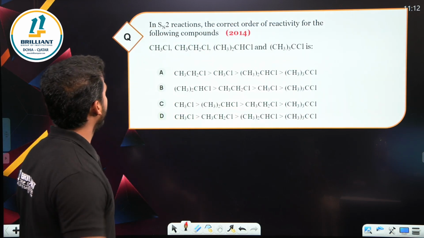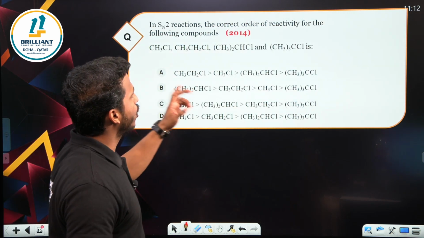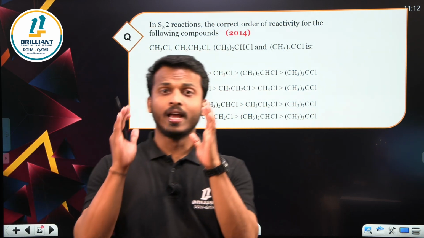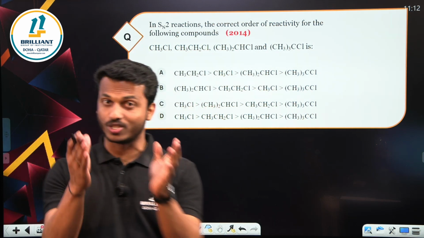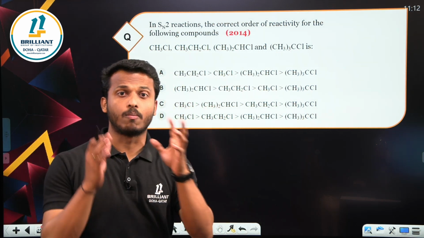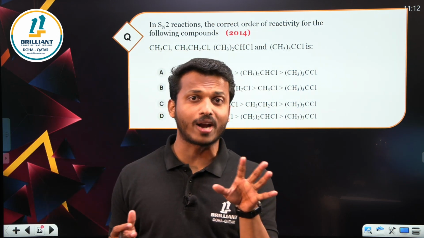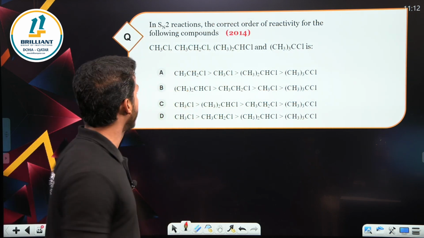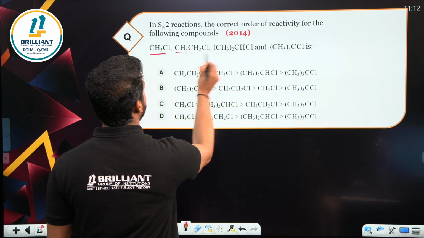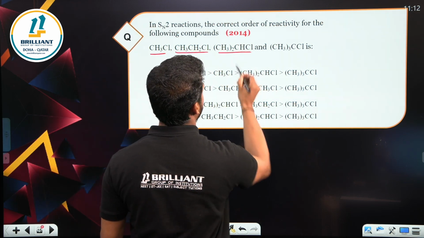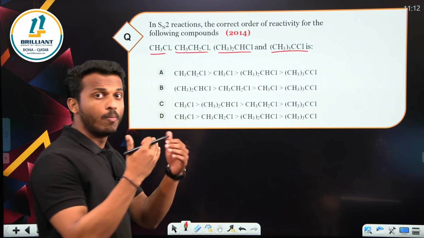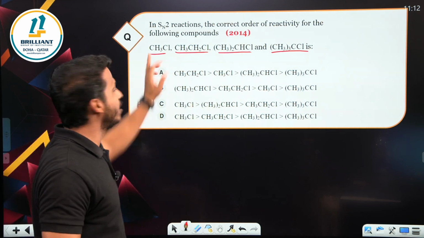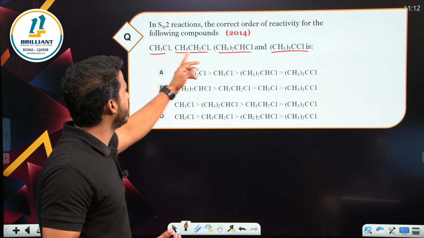Alright. Next one. In the SN2 reaction, what is the correct order of reactivity? The question is from 2014, a most repeated one. In the SN2 mechanism, what is the factor we have to consider? The lesser the steric hindrance, the lesser the bulky groups, the more the reaction. It's CH3Cl, CH3CH2Cl, (CH3)2CHCl, (CH3)3CCl. There are more bulky groups in the last one, it's tertiary, and the least bulky group in the first one, so more reactive. So first, second, third, fourth.